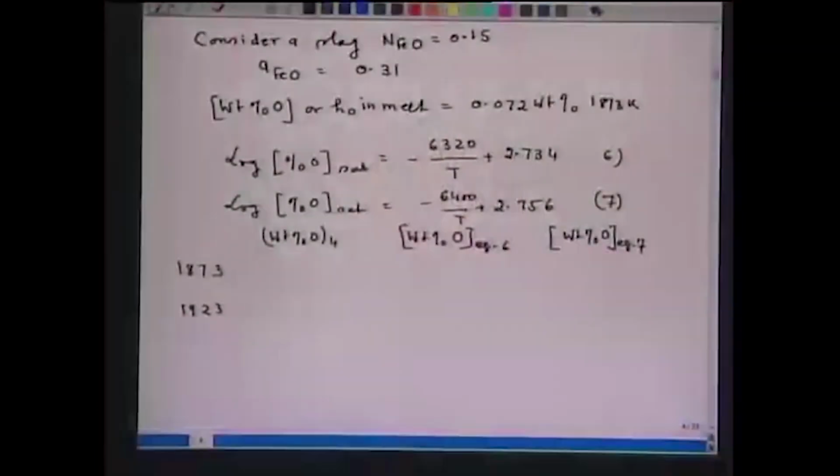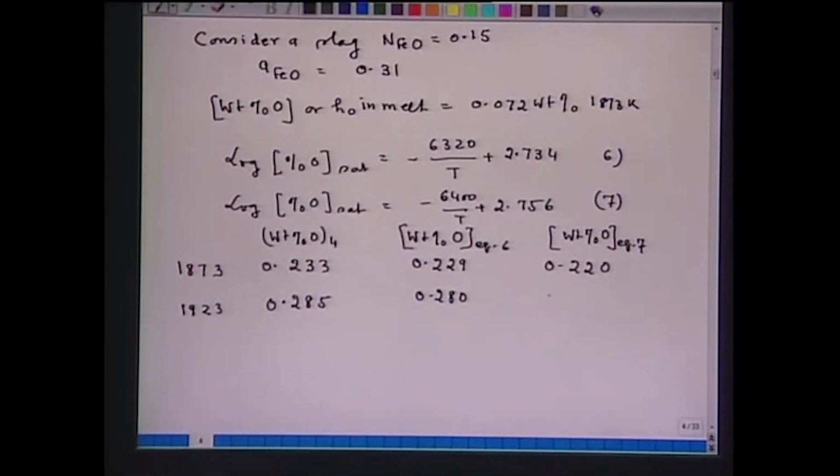So, if I use equation 4, we have already determined 0.233, 0.285, 0.229, 0.280, 0.220 and 0.268. Note that there is a slight difference in the values of weight percent oxygen dissolved in steel by using the different sources. But all these sources appear to say that an increase in temperature increases the dissolved oxygen in steel, and that is an important conclusion for this particular iron oxidation reaction.